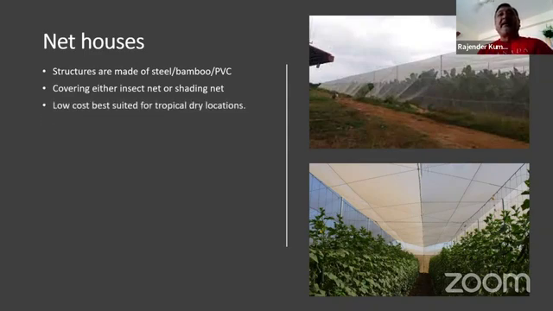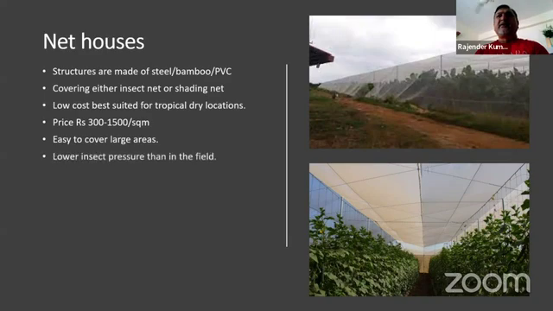They are very low cost and best suited for tropical dry locations where rainfall is very less. Price may vary from 300 to 1500 rupees per square meter. You can very easily cover a large area. You can install very easily. You can do it yourself also. You need not go for a very high-tech installation team. The insect pressure is very low in the structure when you are putting up this insect net. And you can extend your harvesting season also, either earlier or later.